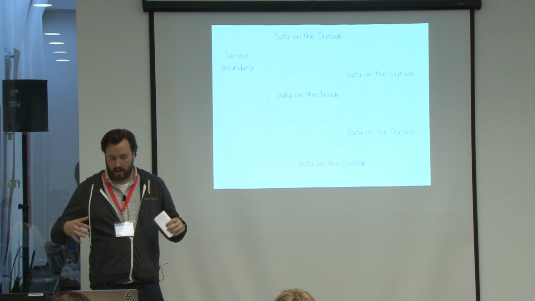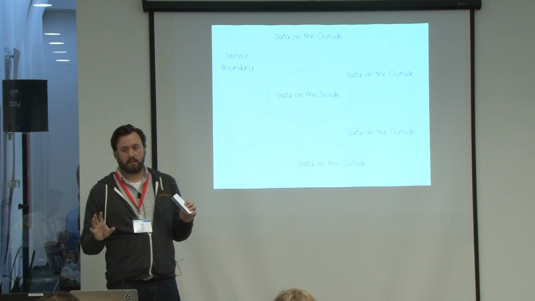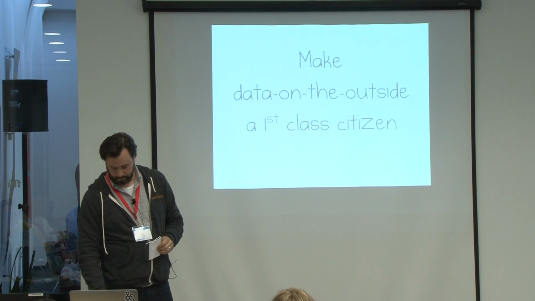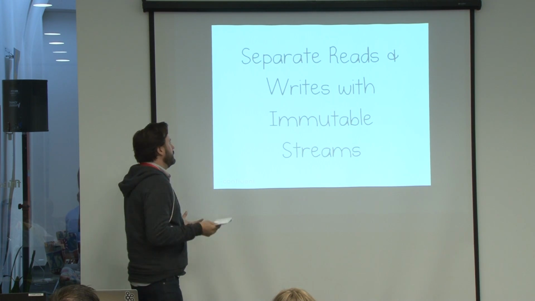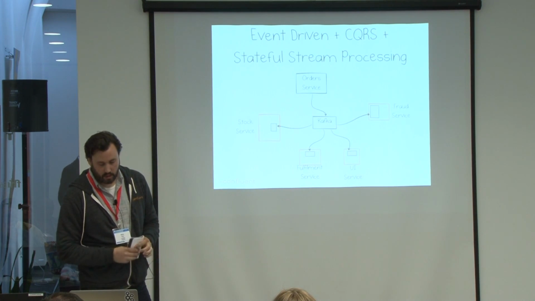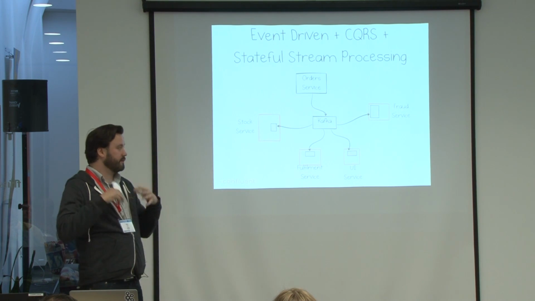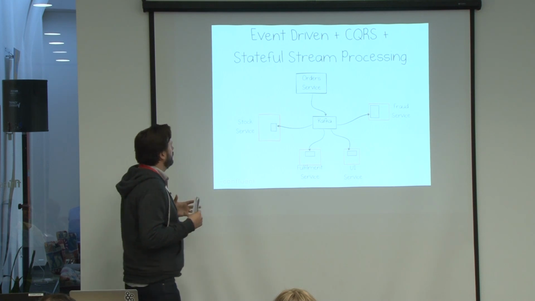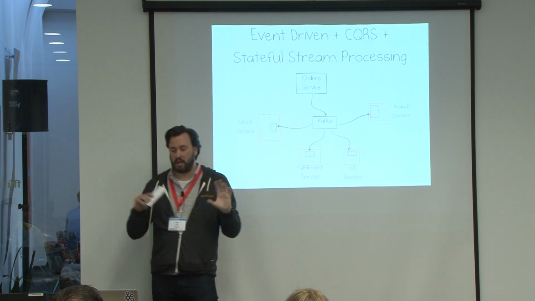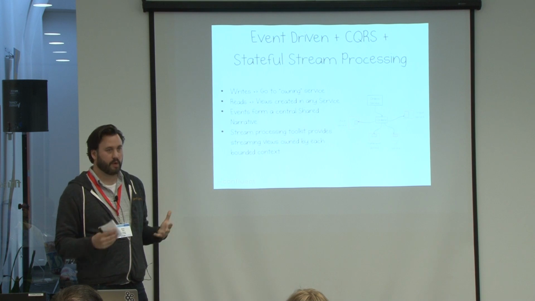So is there a better way? We go back to thinking about data on the inside versus data on the outside. If we make the data on the outside, the data that's shared between these services, a first-class citizen, and we separate our reads and our writes with an immutable stream of data, you can start building these event-driven command query systems, adding stateful processing to it, and you can build these small, tightly bounded services that share data in a pretty extensible way.